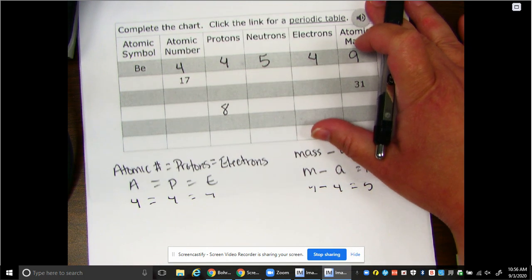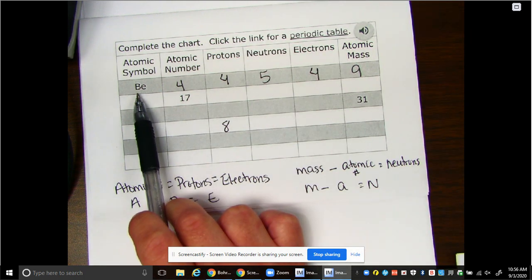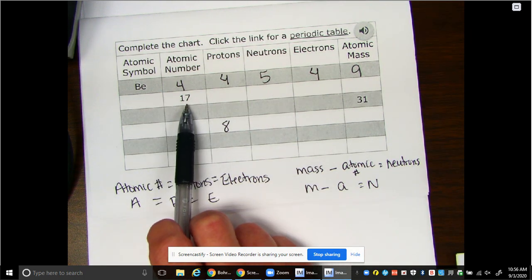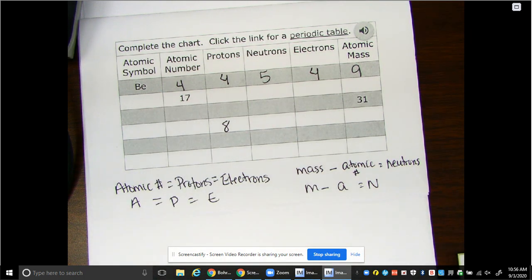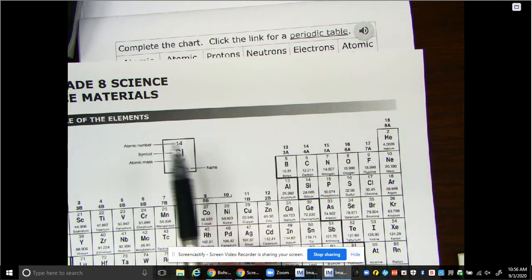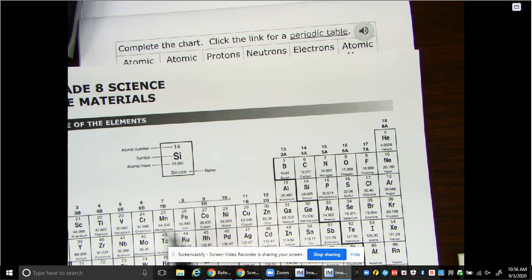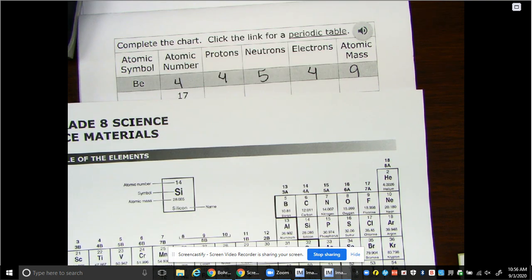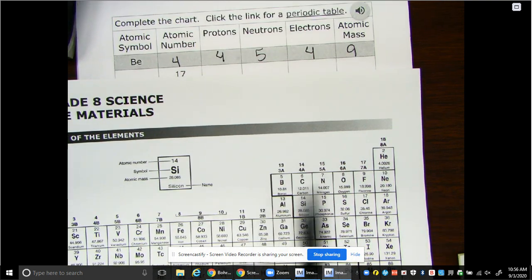And this time they didn't give me the symbol. Now they gave me the atomic number. Well, the atomic number, as we went over, is the top number. And so I'm just looking for what number was it? Number 17. And so they go in order, right? I have 1, 2, 3, 4, 5, 6, 7. I'm just looking for number 17. Number 17 is right there.